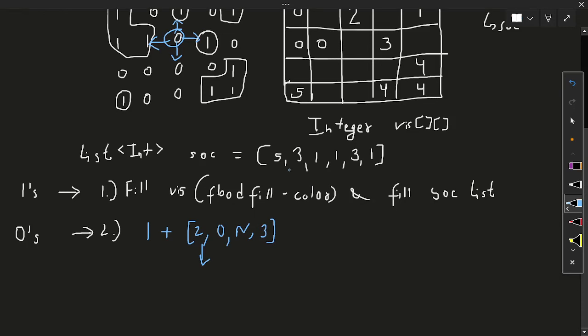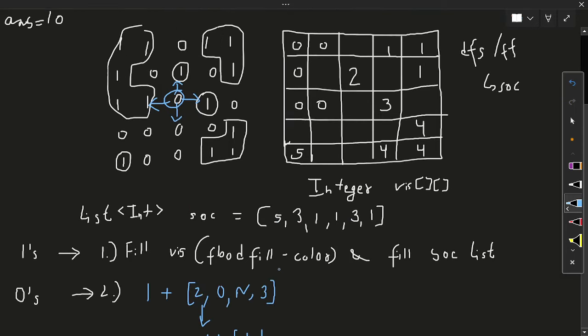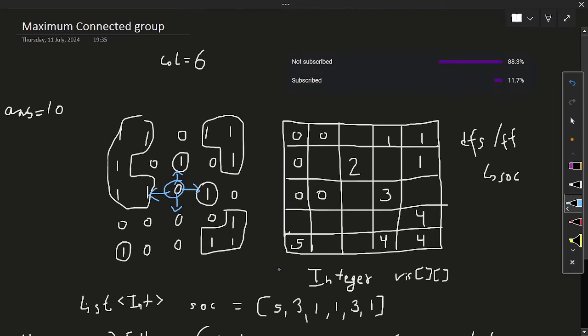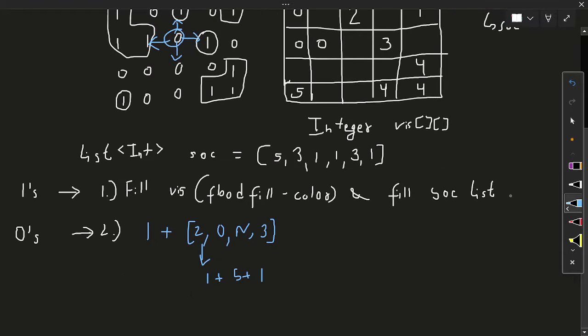So 2 color component is 1, size is 1. 0 color component size is 5, and we have null, so we cannot check its size. Then we have 3. So 3 colored component size is 1. So its summation is 8, which is not the maximum. I think the maximum answer is 10, and that's how we will find our answer.